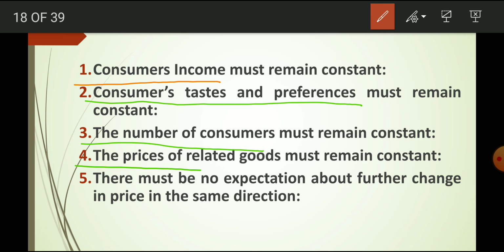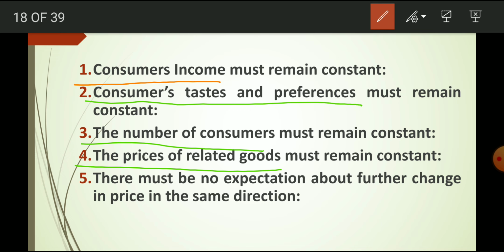Then here is price of related goods. Related goods means substitute goods and complementary goods. For example, whenever the price of tea is increased, at that time the price of coffee should remain constant. If the price of tea increases and the price of coffee also increases, then if you are habituated with tea, you will only prefer tea. You will not move towards coffee. So the price of related goods must remain constant. For example, petrol and diesel. If the price of petrol increases, the price of diesel should remain constant, only then will you prefer diesel. If the price of petrol increases and the price of diesel also increases, then you will definitely only prefer to use petrol because you are habituated with petrol. So here the price of related goods remains constant.